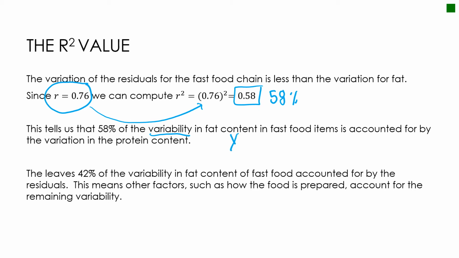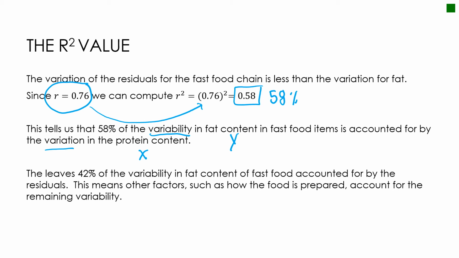58% of the changes in Y, which is our fat content, in fast food items is accounted for by changes in X, the protein content, because Y is, of course, the response variable. It's changing based on whatever X changes.